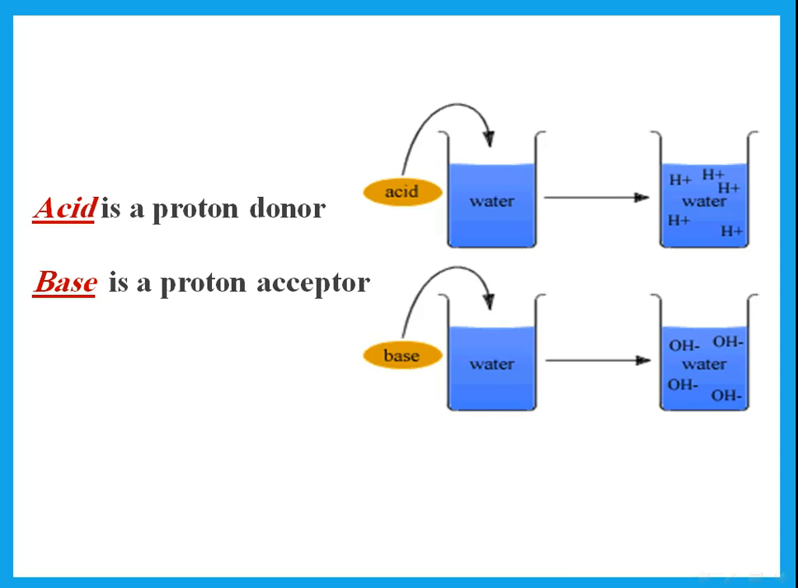A base is a proton acceptor. Now, how do I know if something is an acid or a base? That is from the formula. The acid will always have an H at the beginning, or at the end if it's organic, but let's just stick to the H at the beginning. The base will always have an oxygen or a hydroxide ion at the end of it. So an acid is H something, a base is something OH or something O.